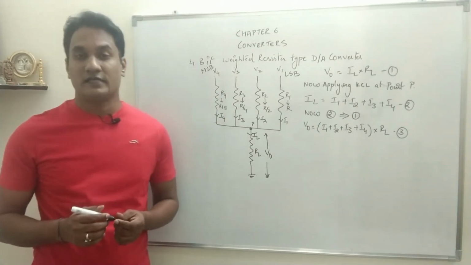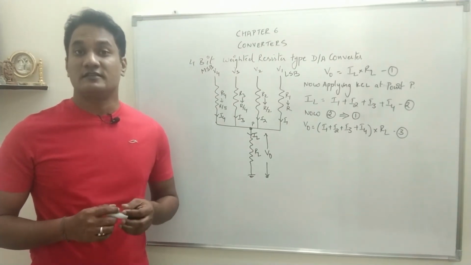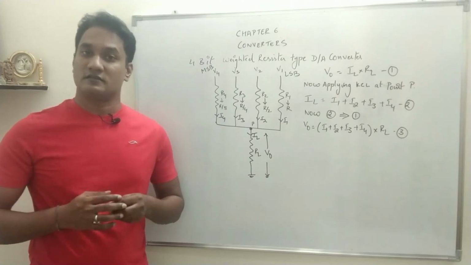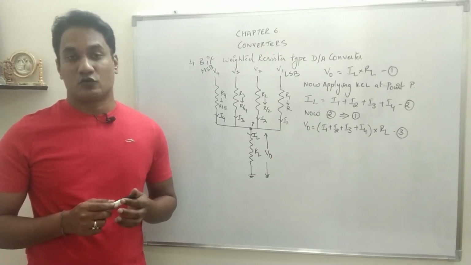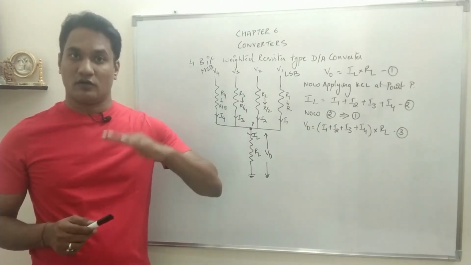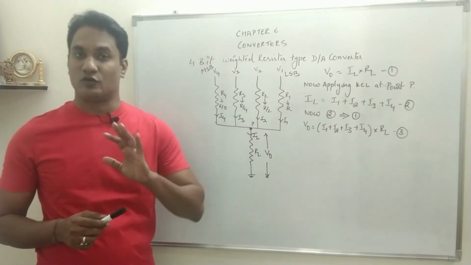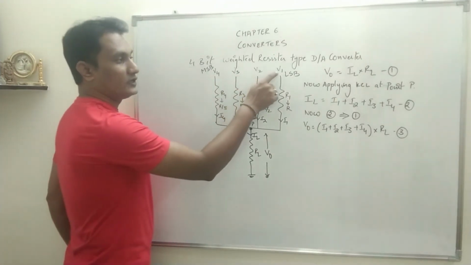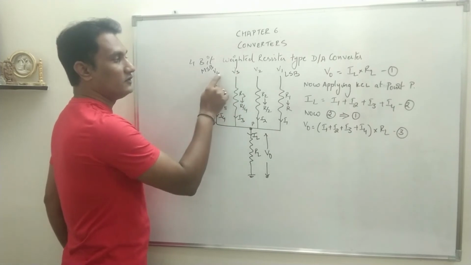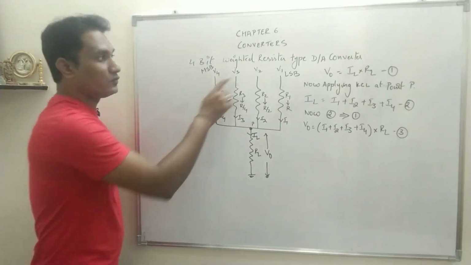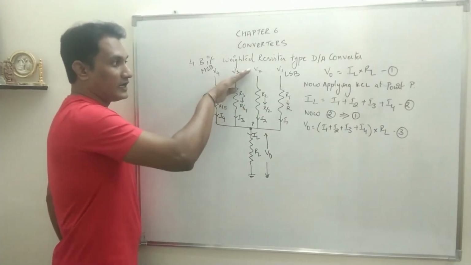Whenever in an electronic circuit you calculate the total equivalent resistance of the circuit, all the voltage sources should be short circuited to ground, or all the voltage sources should be connected to ground. So here, what are the voltage sources? V1, V2, V3, V4 are the voltage sources, and these voltage sources are supposed to be connected to ground.